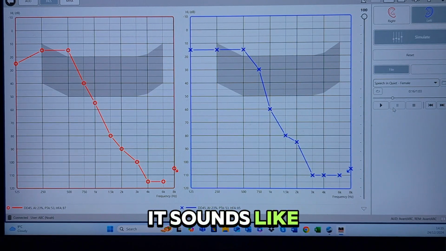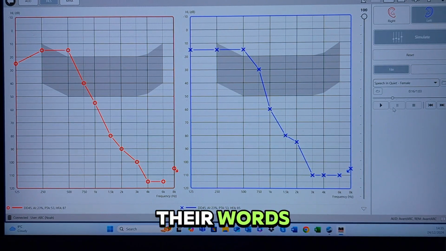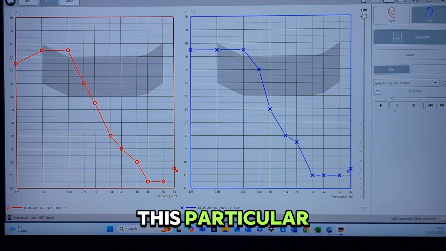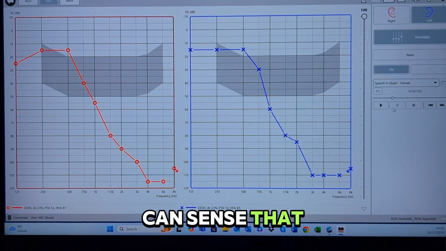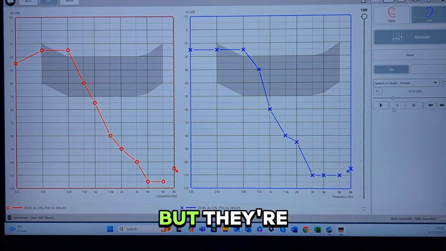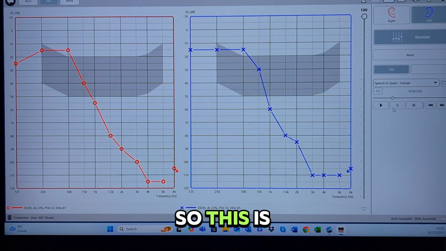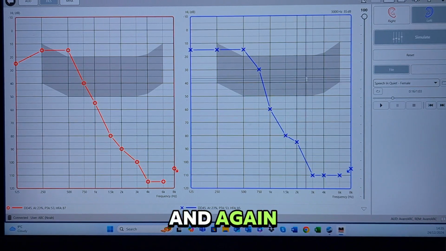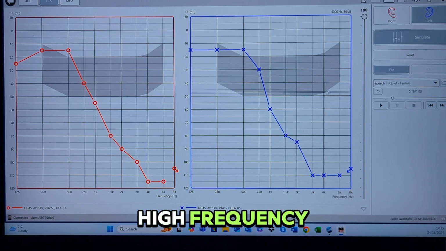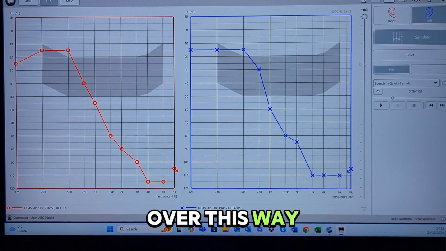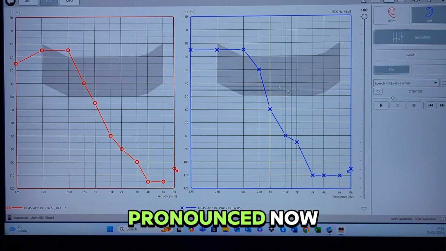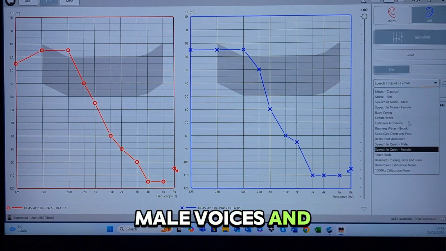They say it sounds like most people are not beginning or ending their words properly. And on this particular simulation, you definitely can sense that the words are there, but they're missing the beginnings and the ends where the consonants are. So this is what we've noticed with a female voice. And again, female voices are more high frequency dominated, so they're over this way where the hearing loss is more pronounced. Now we're going to try male voices and see if there's any difference.